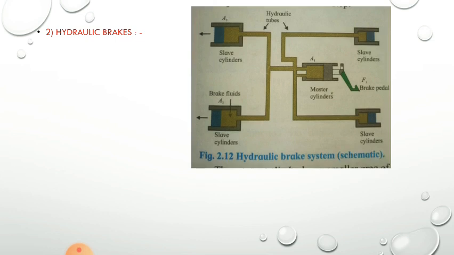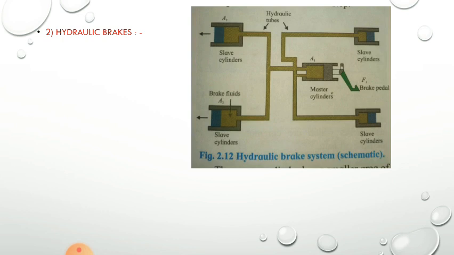The second application is hydraulic brakes. The hydraulic brakes are used to slow down or stop vehicles in motion. It is based on the same principle as that of a hydraulic lift. So in this diagram, figure 2.12 in the textbook, there is a schematic arrangement of hydraulic brakes.